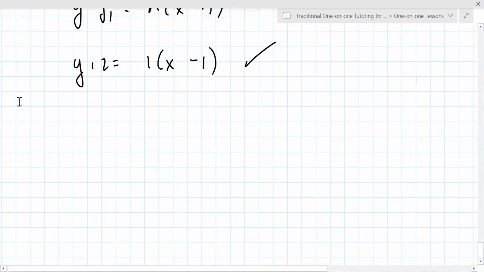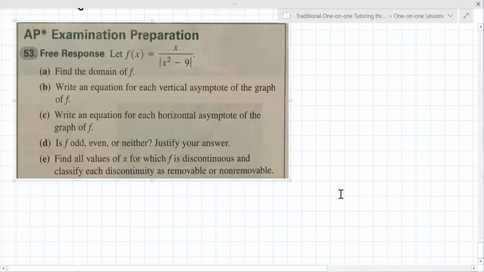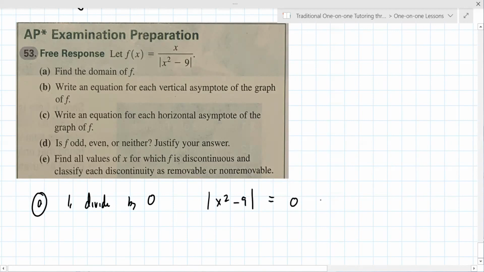All right, here we go. So 53. Did you get this? It's probably not a calculator problem, but it would be helpful to graph this. The domain comes from remembering that you cannot divide by 0. So when is the absolute value of x squared minus 9 equal to 0? Three, and negative 3. Yes, good. You got both of those.